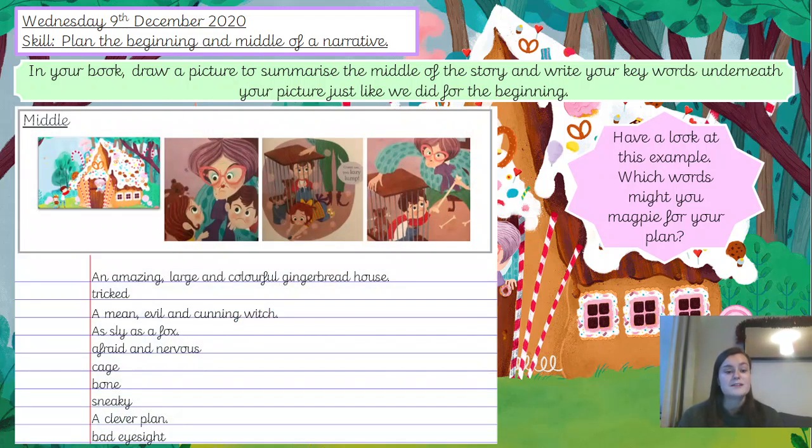So Miss Dallin put the pictures at the top, just like you're going to draw, and underneath she's got some key vocabulary, some adjectives. She's got mean, evil and cunning to describe the witch. As sly as a fox, she's got a simile in there. Afraid and nervous. Cage, so that's our noun, isn't it? Our naming word of those key things that we need to remember. Bone, again, key vocabulary. Sneaky, a clever plan, and bad eyesight. So these are all things that you can use to add in key vocabulary, key information to your plan for the middle.